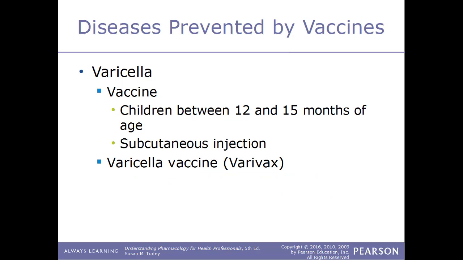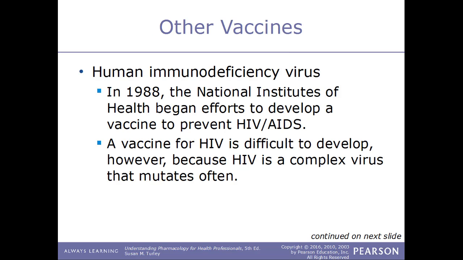The vaccine for varicella is given to children between the ages of 12 and 15 months, and it's given through a subcutaneous injection. And the trade name this would be found under would be Varivax. All right, now we'll talk about some other vaccines.